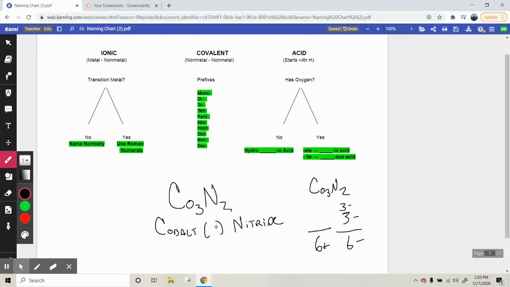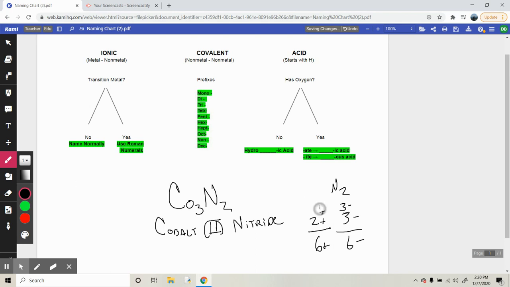Remember, our Roman numeral is just the charge on the individual cobalt atom, not the total. So I will not put 6 in here, or VI. But I do have 3 cobalts that need to share that +6 charge. So each of those cobalts will have a +2 charge, which tells me I better have a Roman numeral of 2 in there.